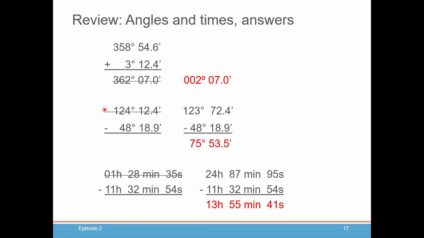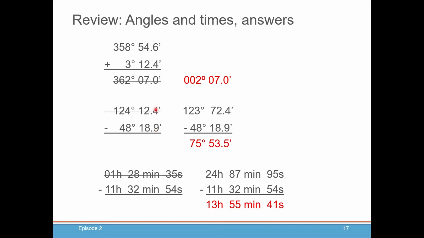Okay, let's try a subtraction problem. All right, so we want to subtract 48 degrees and 58.9 minutes from 124 degrees, 12.4 minutes. This could be a little bit of a problem because 12.4 is way smaller than 58.9. So we're going to have to take a degree off of this. So that's going to actually be 123 degrees. Add 1 degree here, which is 60 minutes. So this becomes 72.4. All right, so let's try our hand at it.